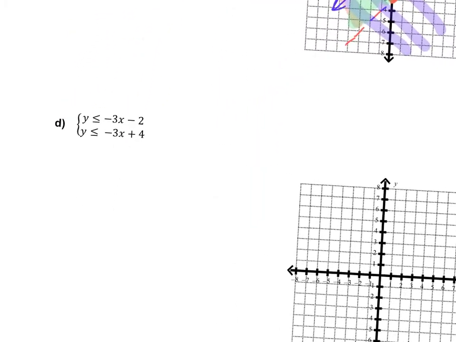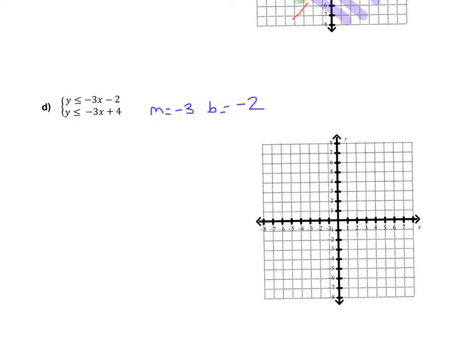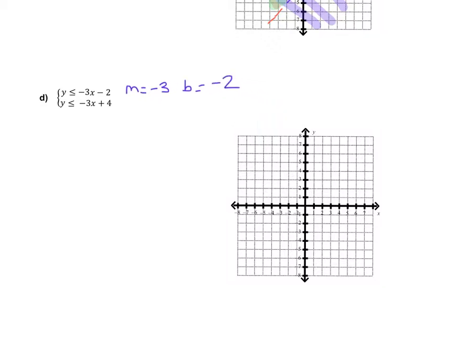The last one, top one, slope is -3, y-intercept is -2. It's an or equal to, so I know I'm going to go ahead and make it a solid line. So begin at -2, rise over run, so you're going to fall 3 because it's -3. Remember, slope is -3. It's really down 3, to the right 1. You always run to the right. It's a solid line. Less than, shades below.